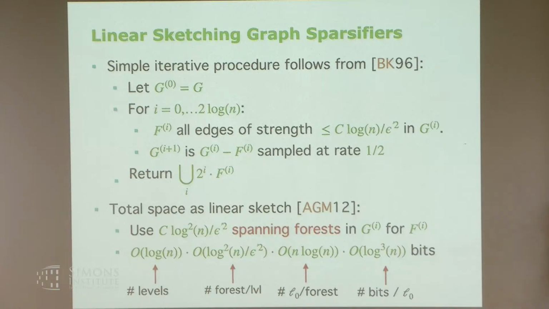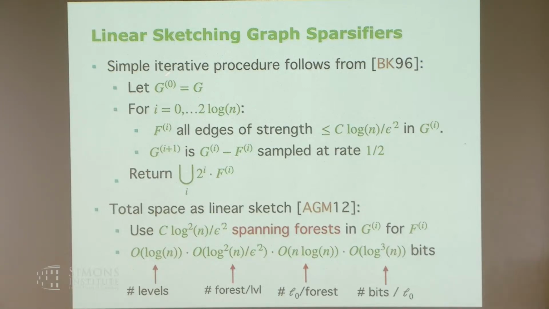You saw before, we can make this linear sketch for spanning forests. Let's store different copies of them with different randomness. We can pretty easily enforce this disjointness condition. So all we do, instead of saying Fi is these low strength edges, Fi will just be the set of disjoint spanning forests. And now we can tally up all the space that's happening.